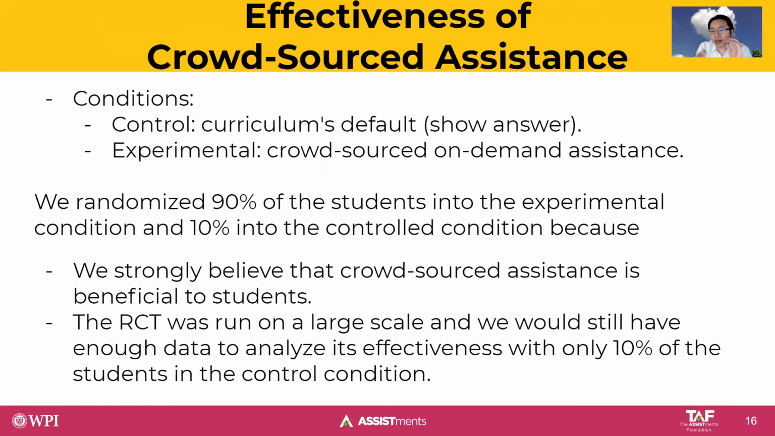In this work, instead of doing a 50-50 split for the control versus the experimental condition, we did a 90% and 10% split for the experimental and the control condition. First, we strongly believe that the crowdsourced assistance will be beneficial to students, and we want to help as many students as possible because the goal of online learning platforms is to help student learning. The second reason is the RCT that we are running on the platform level, and even with 10% of the students, we will be able to get enough data to analyze the effectiveness of TeacherASSIST.